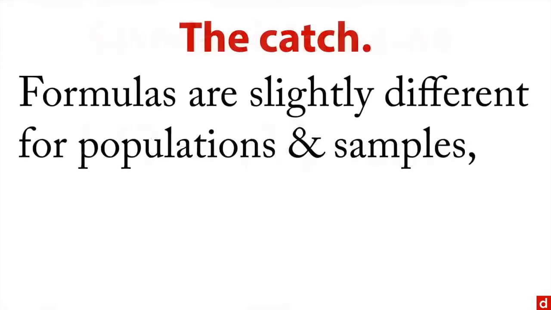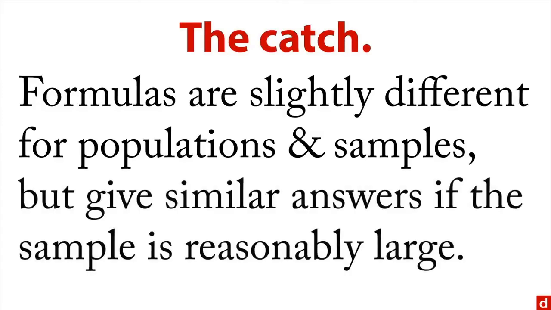Now, there's a catch here. The formulas for the variance and the standard deviation are slightly different for populations and samples in that they use different denominators. But they give similar answers, not identical, but similar. If the sample is reasonably large, say over 30 or 50, then it's going to be really just a negligible difference.